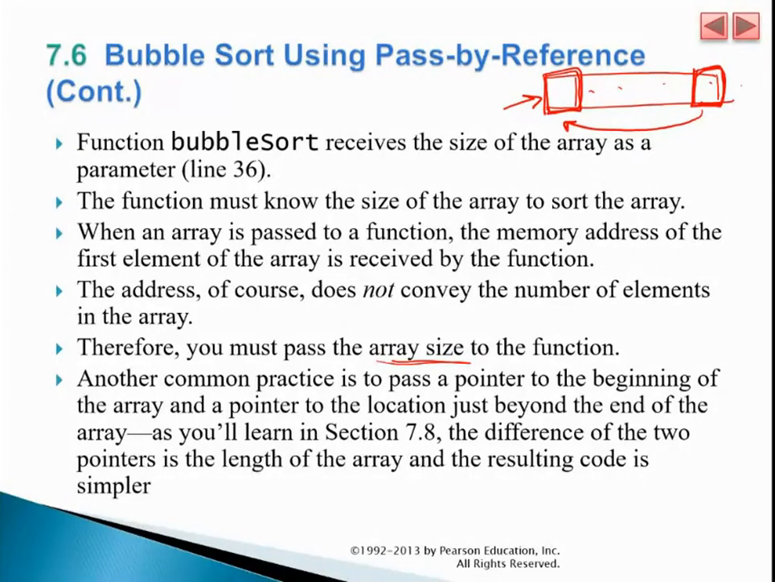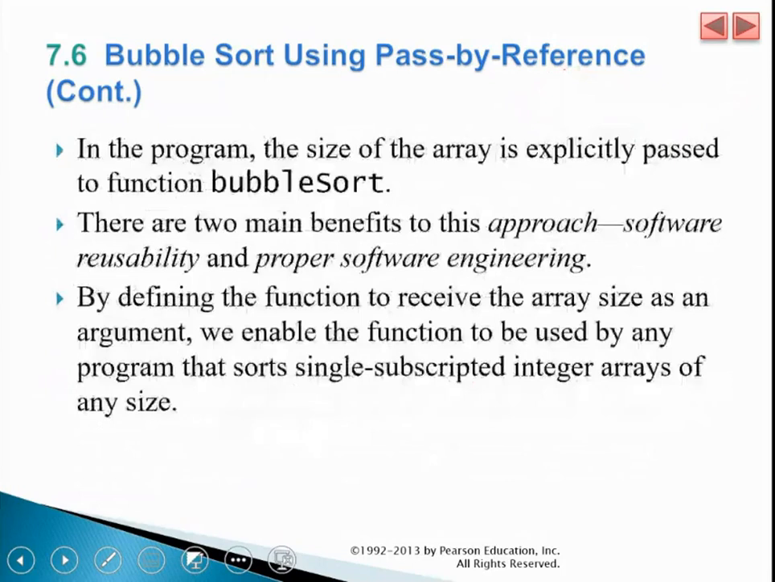So this also can be used if you don't want to pass the size, but it is always advisable to pass the size also as an argument. Why? Because there are two main benefits of this approach. The first benefit is software reusability. Suppose this swap function you would like to use somewhere else. Not the swap function, the bubble sort function we are talking about, right? So suppose this bubble sort function you would like to use somewhere else in your program or in your software. Okay, because sorting is always required.